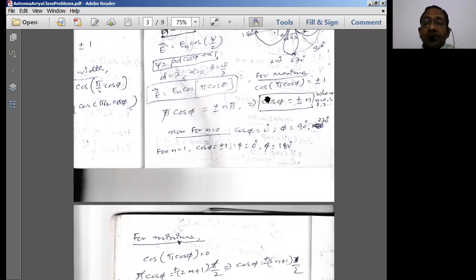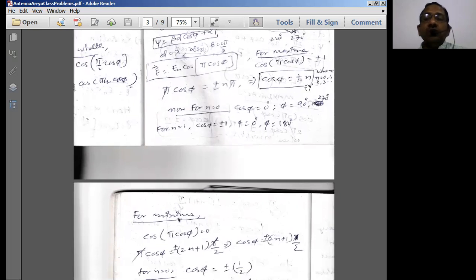Now, a little bit has changed in comparison to the previous one. So simply cos inverse of plus minus 1 is equal to plus minus n pi. So this pi will get cancelled, and cos phi is equal to plus minus n. So n is going to take values 0, 1, 2, 3, and so on. If n is equal to 0, what are we going to have now? Cos phi is equal to 0.